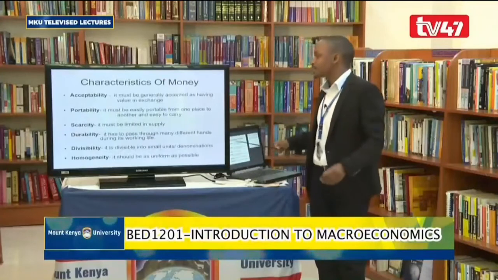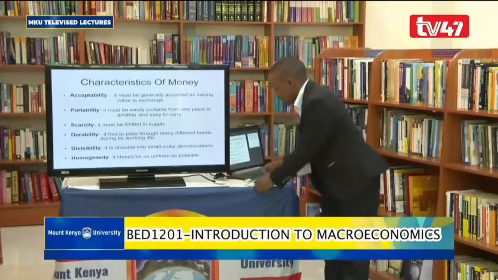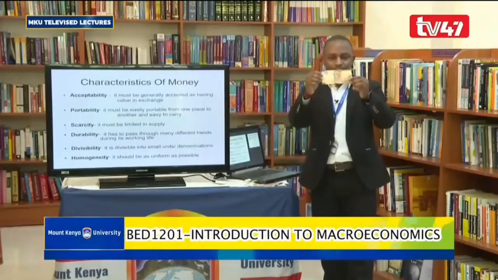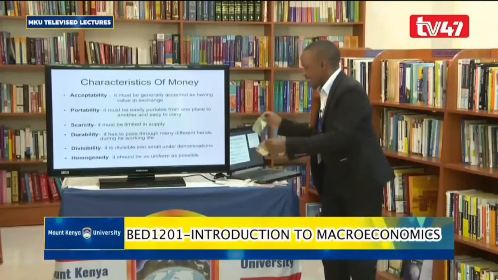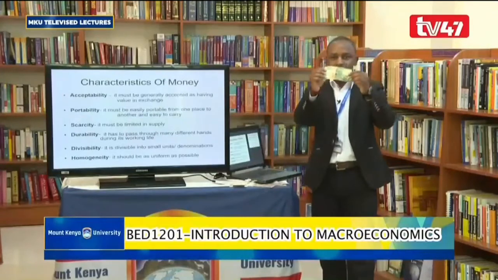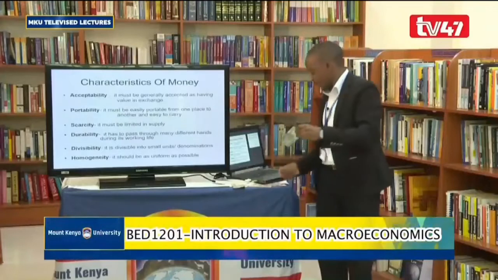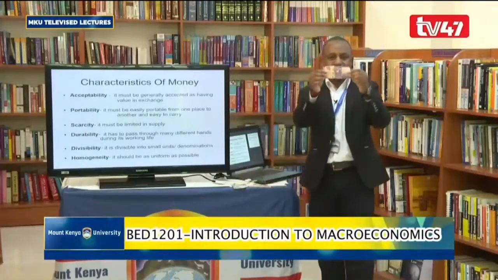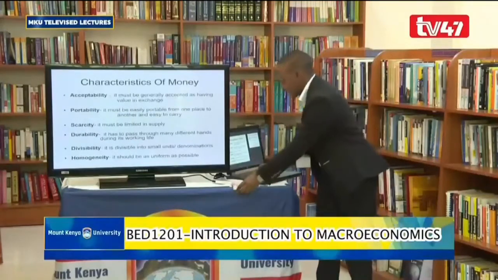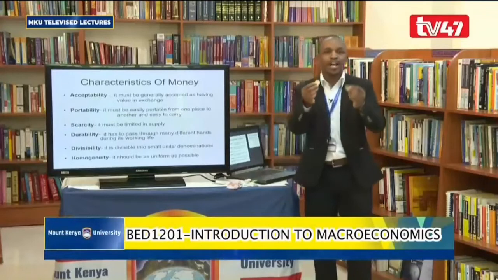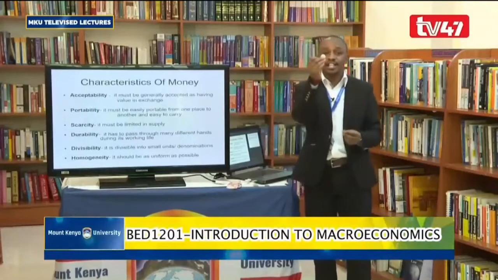The next one, we talk about divisibility. It is divisible into smaller units or denominations. And this is where we can demonstrate that from our Kenyan perspective, we have the 1,000 notes, which must also be divisible to the 500 shillings. It must be divisible to 200 shillings. We can go on to 100 shillings. We can even demonstrate the 50 shillings, as well as the coins. We have the 20 shillings, the 10 shillings, the 5 shillings, and also the 1 shilling.